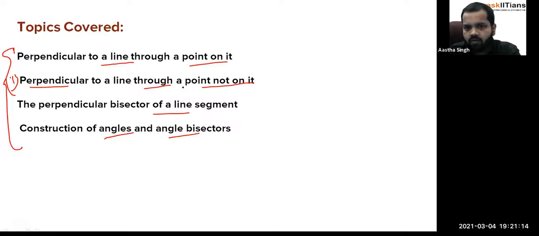Perpendicular to a line through a point not on it. It means that a line will be given to you, and you have to draw a perpendicular. You know what perpendicular means? Perpendicular means a 90-degree angle to this line AB. So we have to draw a perpendicular to this line AB from a point not on it.